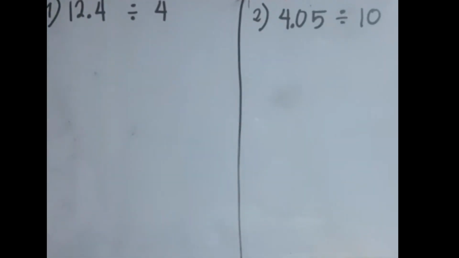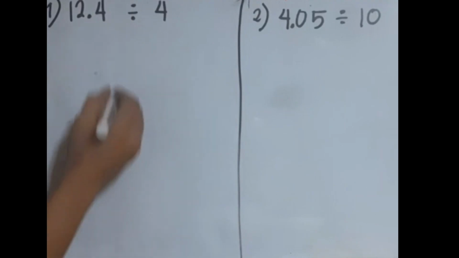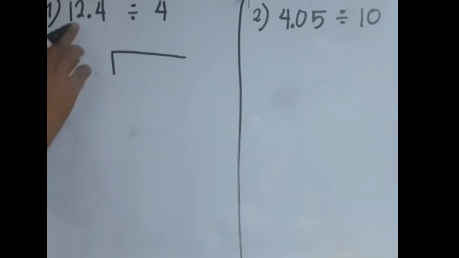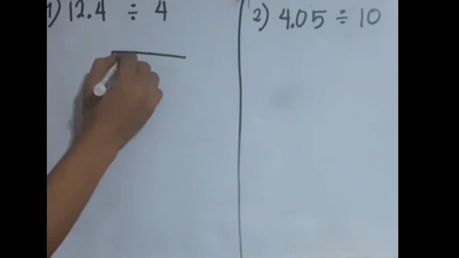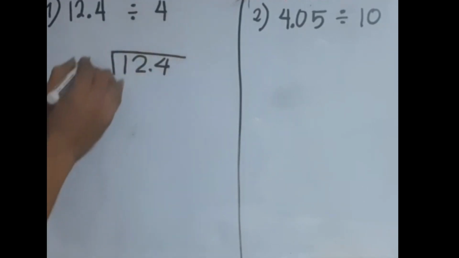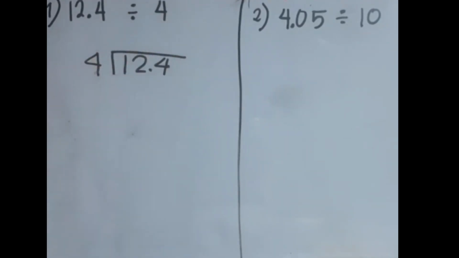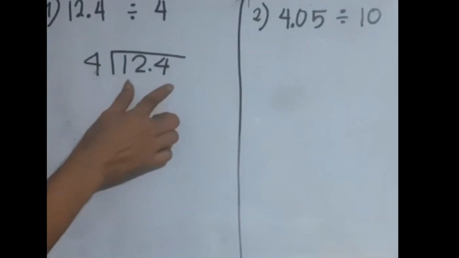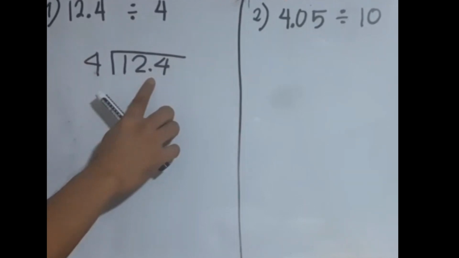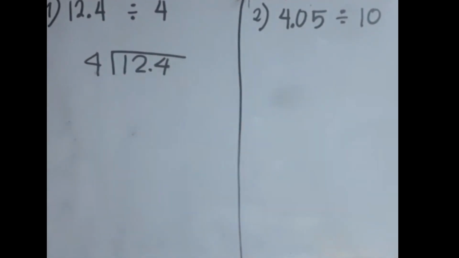Now, paano ba mag-divide ng decimal number by whole number? So, we can do this using the long division method. Your dividend must be inside, which is 12 and 4/10. And your divisor must be outside, so 4. Now, in dividing decimal numbers by a whole number, i-neglect nyo muna yung decimal point. Divide as if you are dividing whole number. So, wag nyo muna pansinin yung decimal point.